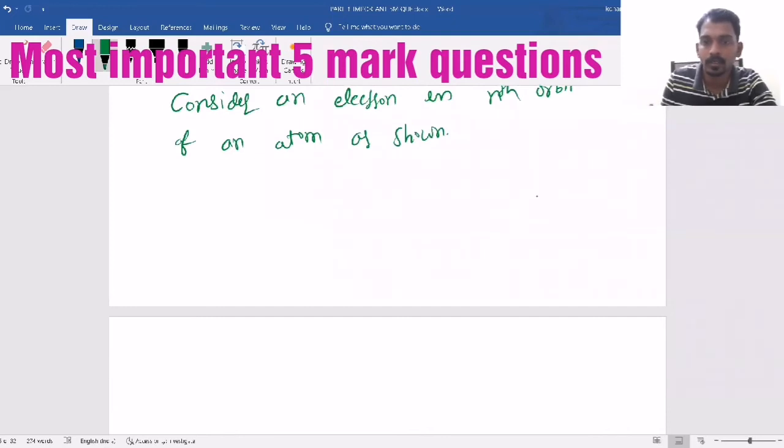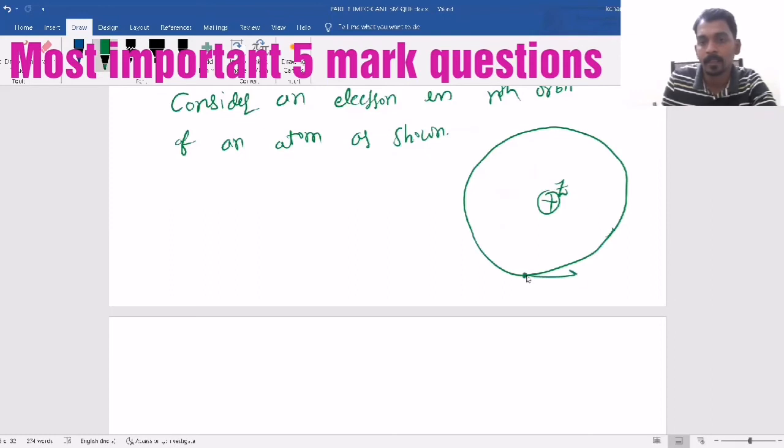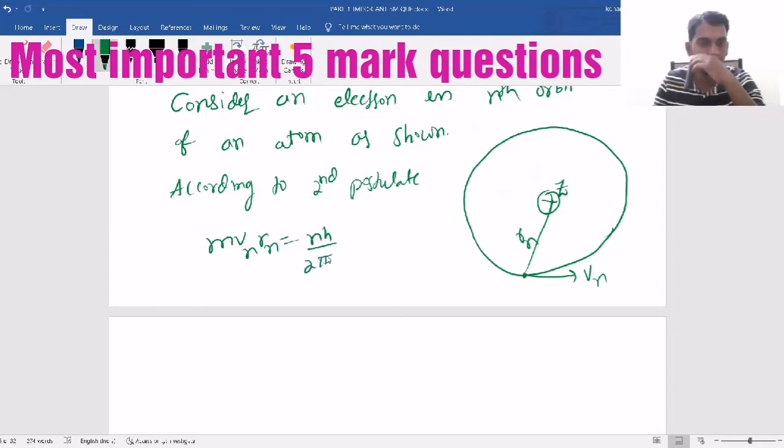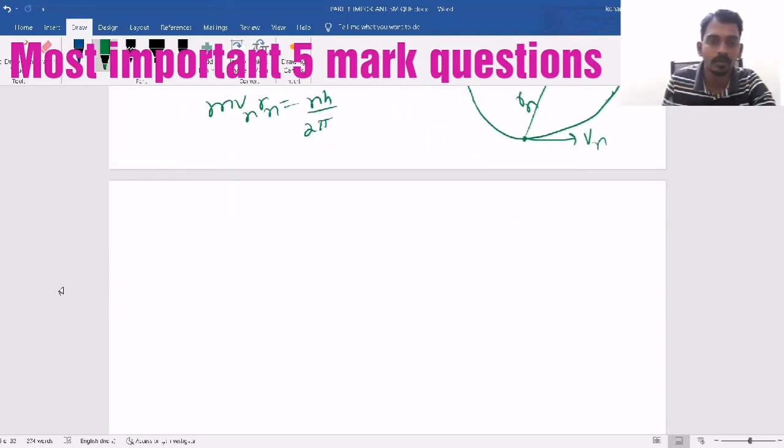Now you consider one nucleus with the atomic number Z and one electron here. It is moving with a speed Vn in a circular orbit of radius Rn. Then according to the second postulate, m Vn Rn equals nh by 2 pi, the very first thing.